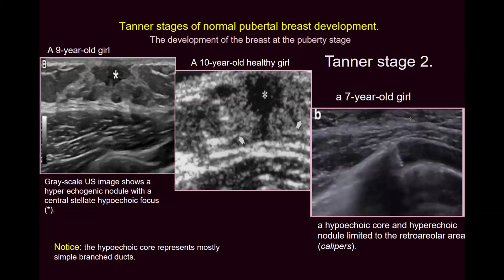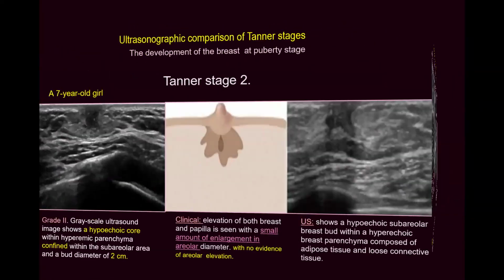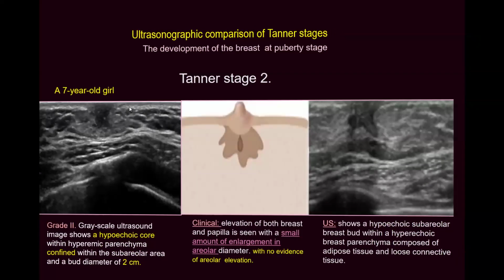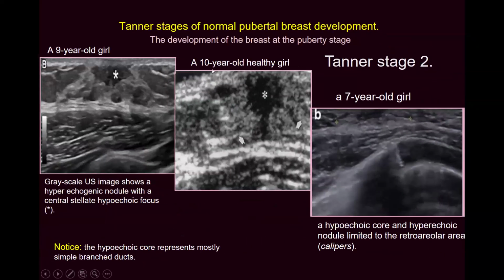Another example of Tanner stage 2, look for the age at this. If you look here, this is a 7-year-old having Tanner stage 2. Now, this is a 9, 10, 7 having Tanner stage 2. There are variations in the age group. Okay, this is a gray scale. At this age, this is early thelarche, because it is expected to start at the age of 8.